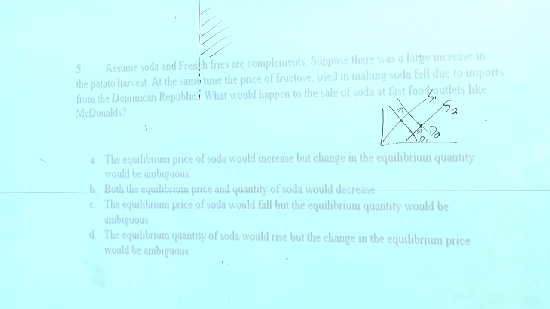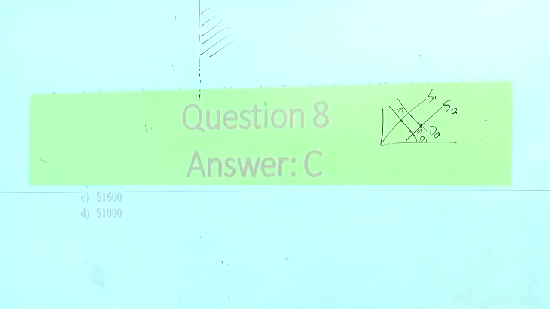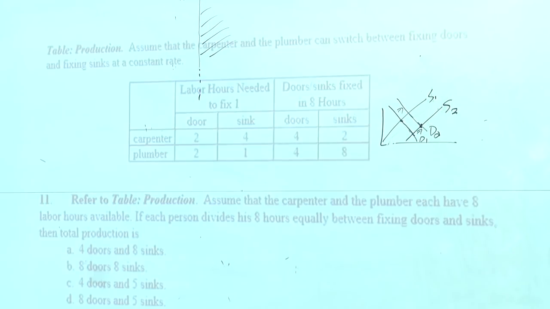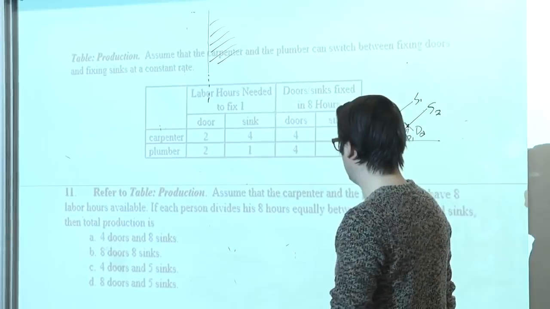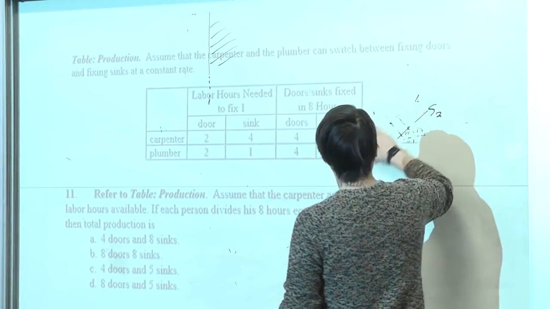Can you go over number 11? Okay, so here you're calculating opportunity cost. Or no, number 11, you don't have to do that.